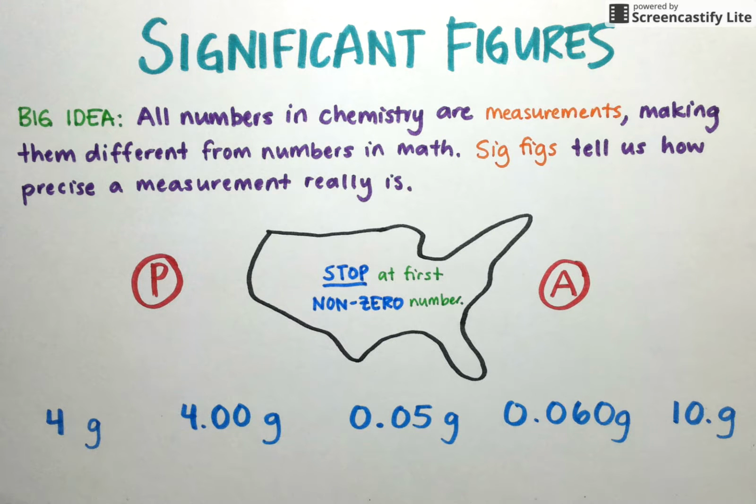Hi everyone, this video is going to be all about significant figures, one of the weirder ideas in chemistry that proves to be really important as you move up to higher levels in advanced sciences. So the big idea here is that all numbers in chemistry are derived from measurements that we make in the lab. So that means numbers in chemistry are different from numbers that we see in math.